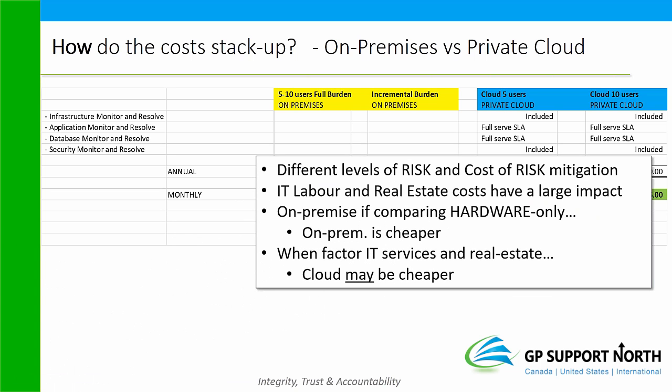Really, there are a lot of different risk levels, and a lot of different costs related to mitigating those risks. The IT and real estate costs have a large impact. So if we're looking at on-premise and comparing only hardware, on-premise is cheaper. If we're not looking at those sunk costs, if we're not looking at the incremental IT support costs, on-premise will be cheaper. When we factor in the IT services, your real estate costs, and the space for your data center, cloud may be a cheaper option for you. And let's look at some of these together.